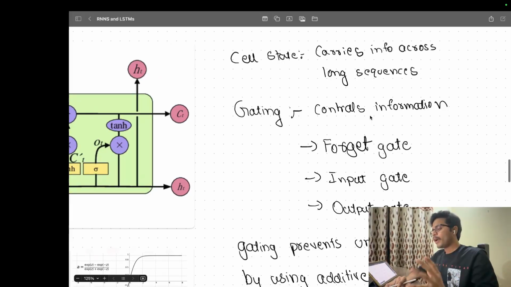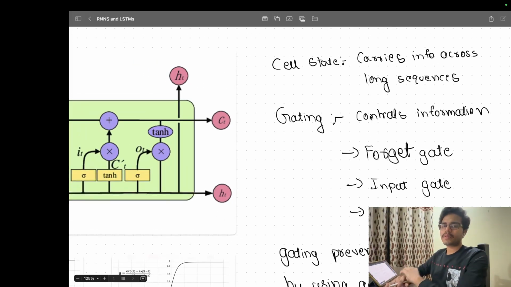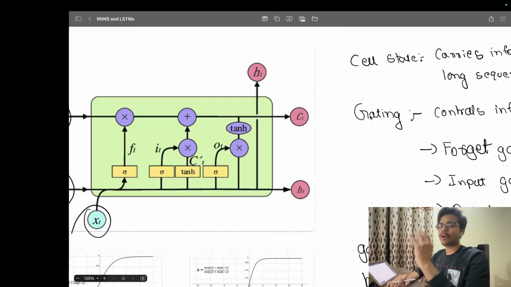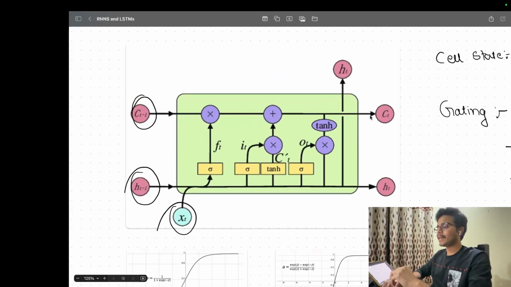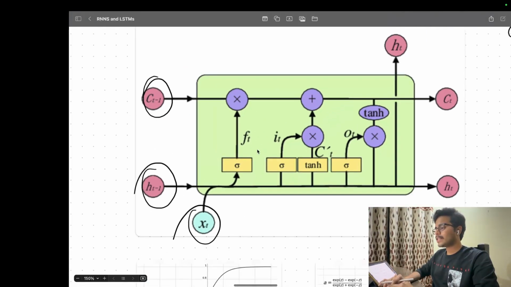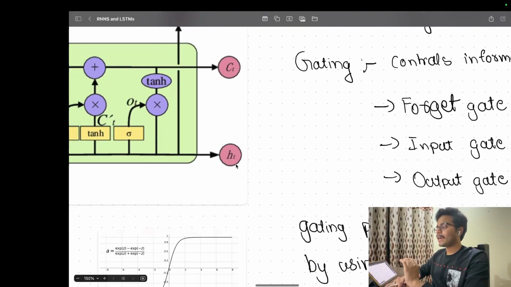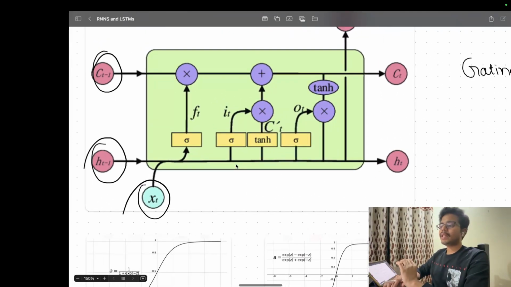So the point of gating is to control the information. What information is to be retained in the long-term state? What information is not going to contribute to the long-term state? Let's see how that happens. As you can see, we have sigmoidal gates here and a tanh gate. The first sigmoidal gate is called the forget gate. What the forget gate does, as its name suggests, is tell you what to forget from the long-term state.